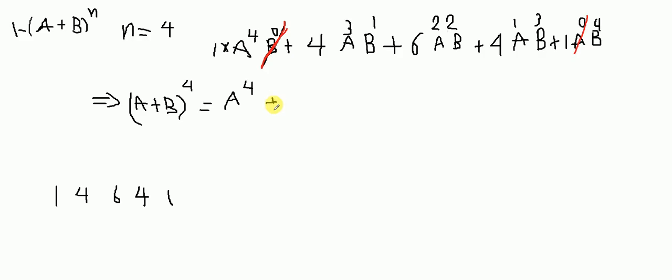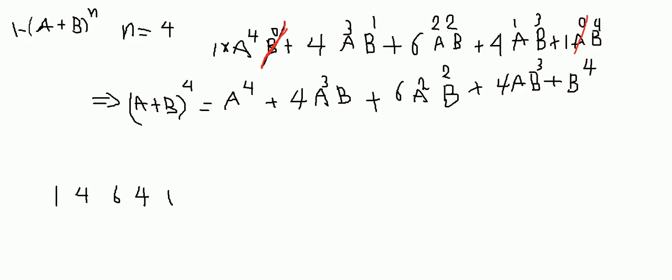Plus 4 a cubed b, and so on. As we see, the first coefficient is for the first term, the second one for the second term, the third one for the third term, and so on.